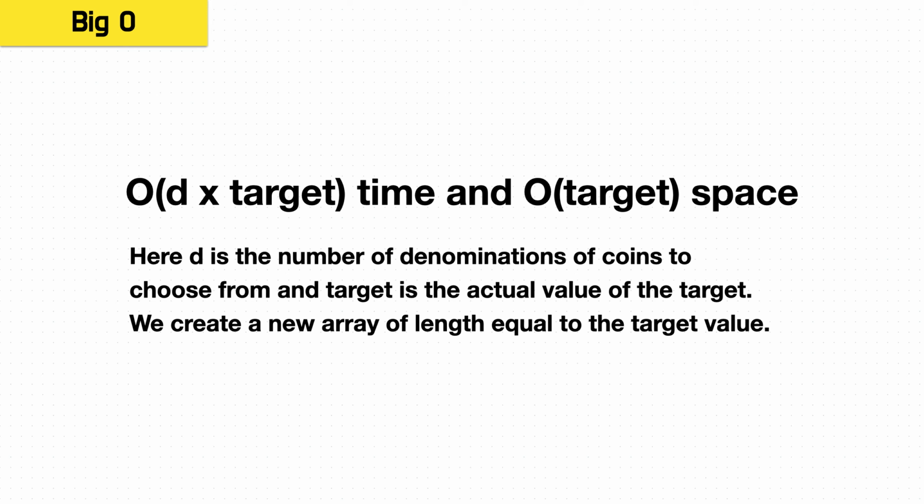The big O complexity for this question is O of D times target time and O of target space, where D is the number of denominations that we're using, so it's the number of coins that we have available. And the time complexity is D times target because we try all the denominations for all the values from 0 up to the target. Then the space is O of target because we create a memoization array where we store all the subproblem solutions from 0 up to the target.